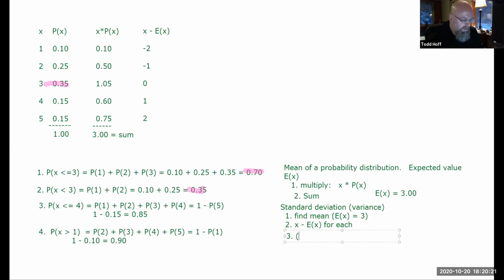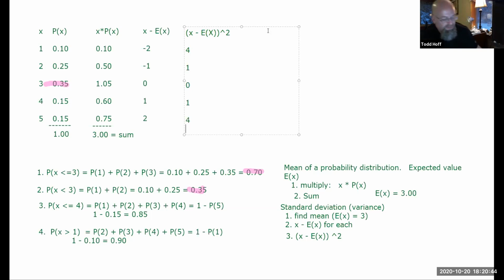Next, we're going to take that x minus E of x and we're going to square those values. So negative 2 squared is 4, negative 1 squared is 1, 0 squared is 0, and 1 squared is 1, 2 squared is 4. So we've squared each of those values.